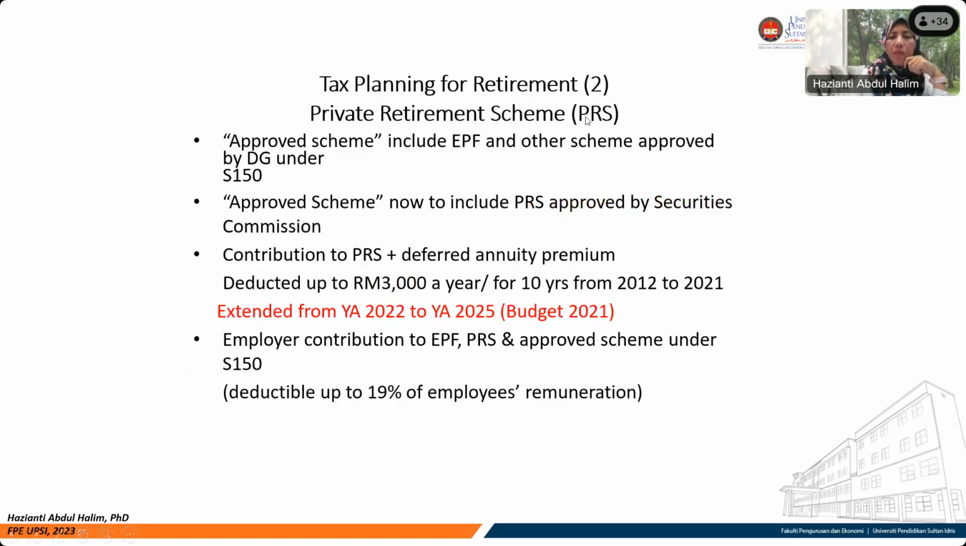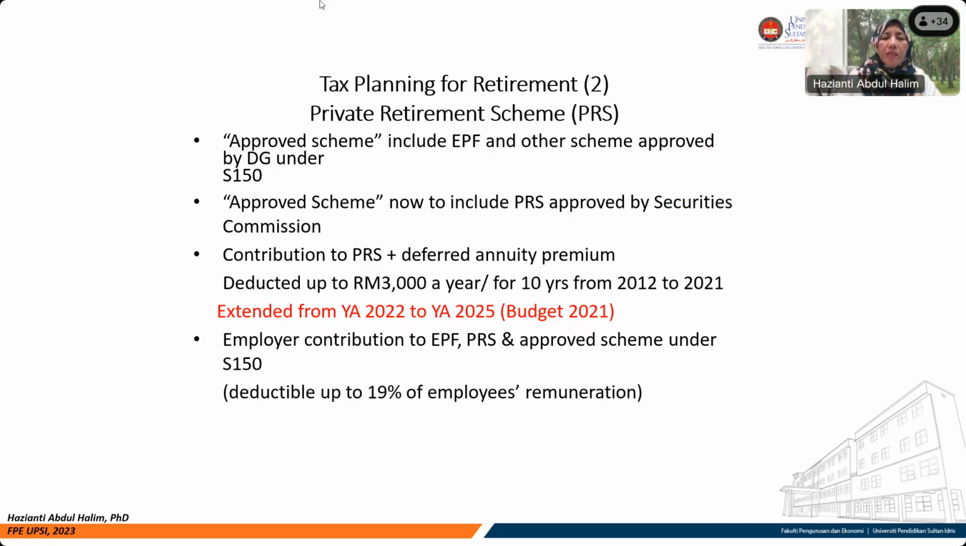So the second one, it can be PRS. Ini pun I think everybody pernah dengar kan, private retirement scheme. Macam EPF, but EPF, dia approved scheme by the DG under section 150. So now PRS must be approved by Securities Commission. So sometimes the employer ni pun dia contribute kepada EPF, at the same time dia contribute to PRS juga. Or maybe some employee dia pergi ambil PRS, dia contribute sendiri. Tak ada kaitan dengan the employer. So boleh juga macam tu.